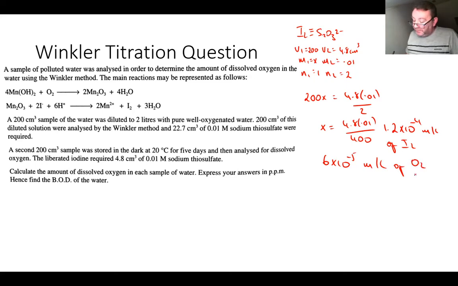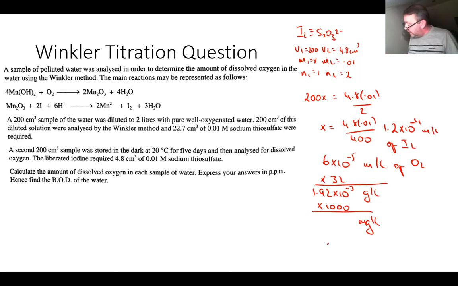Now I've got to go to parts per million. So first of all, we're going to go to grams per litre by multiplying by the mass of oxygen, O2, which is 32. And when we multiply that by 32, we get 1.92 by 10 to the power of minus 3 grams per litre. And the last thing to do is to go to milligrams per litre. And that's by multiplying by 1,000, because it's 1,000 milligrams in a gram. And when I multiply by 1,000, I end up getting 1.92, which is equal to 1.92 parts per million.